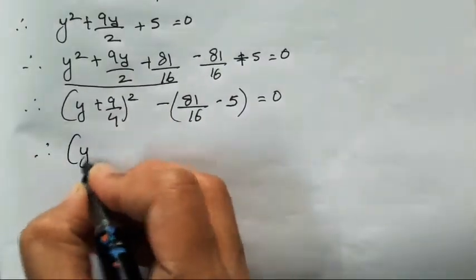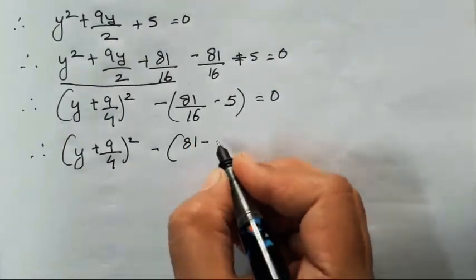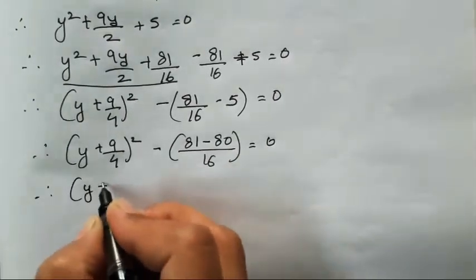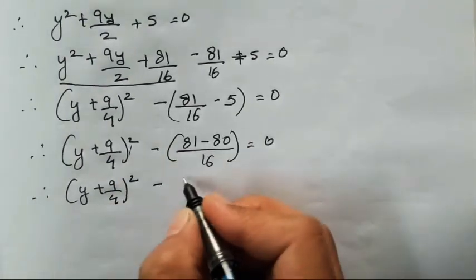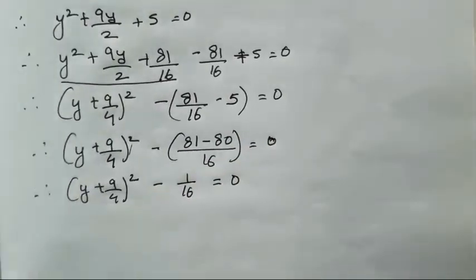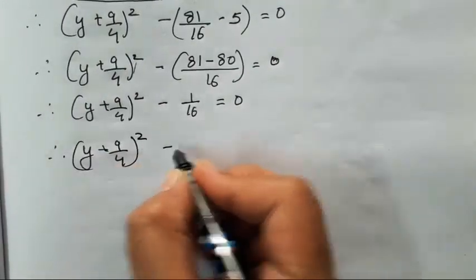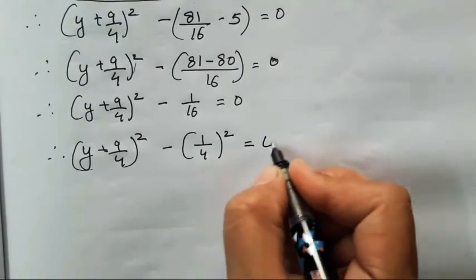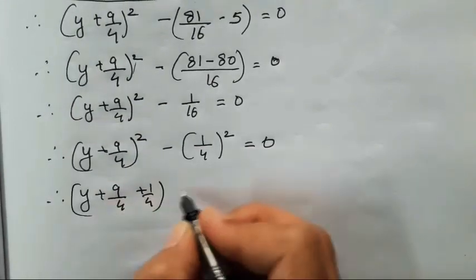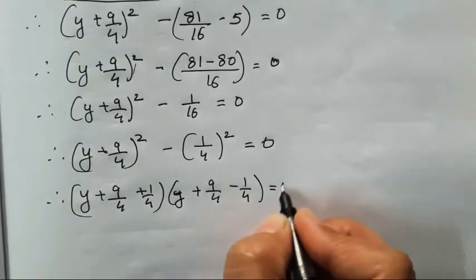So till the end you all have to carry this same, but this is going to change. So this will be 81 minus 16 5s are 80, upon 16 is equal to 0. So therefore this, as I said, till the last you all have to take same. This will change to 1 upon 16. Minus karna hai, simple subtraction you all have to do. Then (y plus 9 upon 4) whole square minus (1 upon 4) whole square. Both the sides square you all have got it. So therefore y plus 9 upon 4 plus 1 upon 4 and y plus 9 upon 4 minus 1 upon 4 is equal to 0.